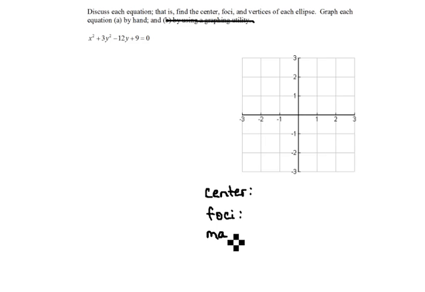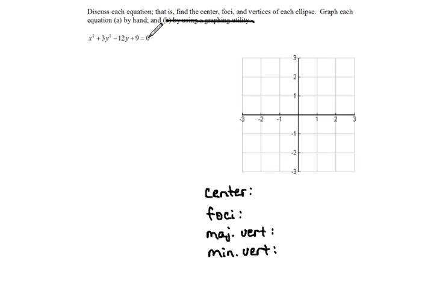So I'm going to put major vertices and minor vertices, kind of abbreviating a little bit there. Okay, now there's also another problem here before we even get started. This is not in standard form. If it's not in standard form, sometimes we can just divide by something and get it into standard form, but that's not the case here. We're actually going to have to complete the square to get it into the proper form.